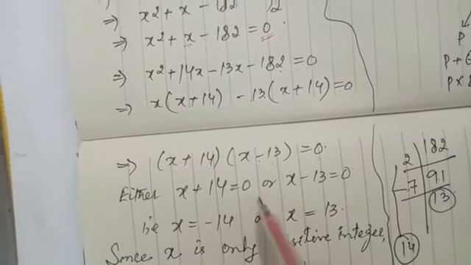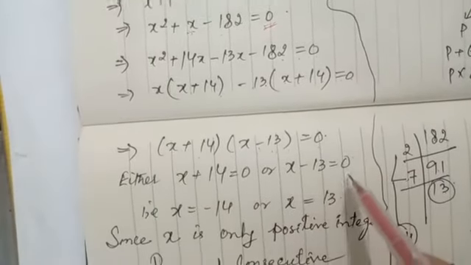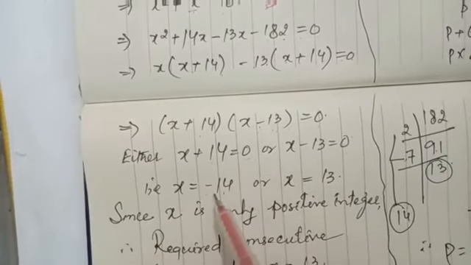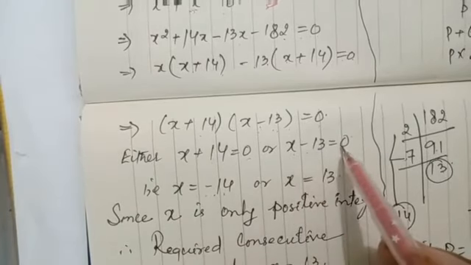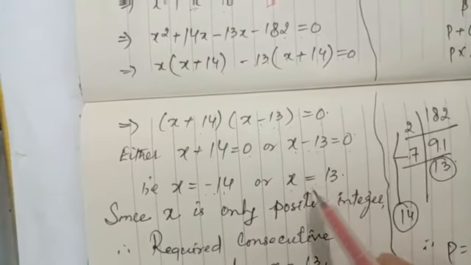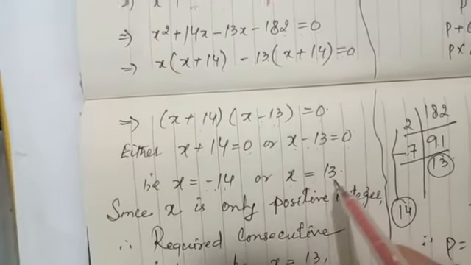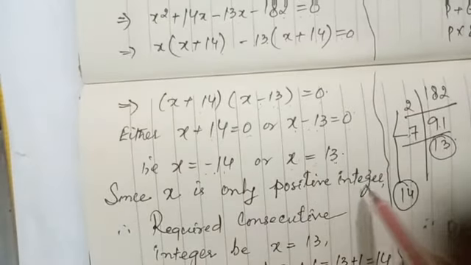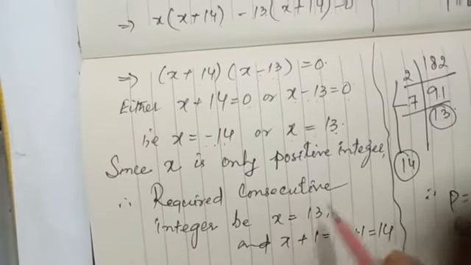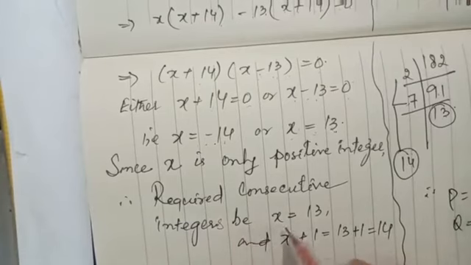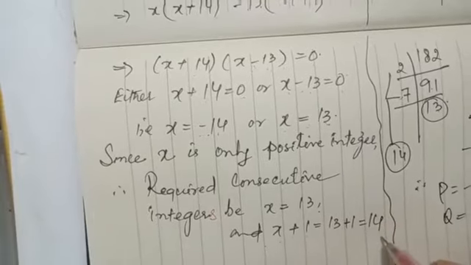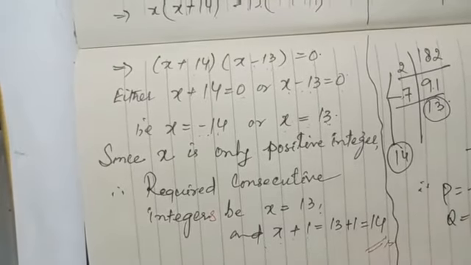Either x plus 14 is equal to 0 or x minus 13 is equal to 0. That's x is equal to minus 14, as I transpose 14 to the right hand side and it becomes negative. And here x minus 13 equals 0, x is equal to 13, as I did the transposition, so it becomes plus 13. Since x is only a positive integer, as the question is talking about positive integers, therefore the required consecutive integers are x equal to 13 and the other one x plus 1, that is 13 plus 1, which is 14. This was question number 4.